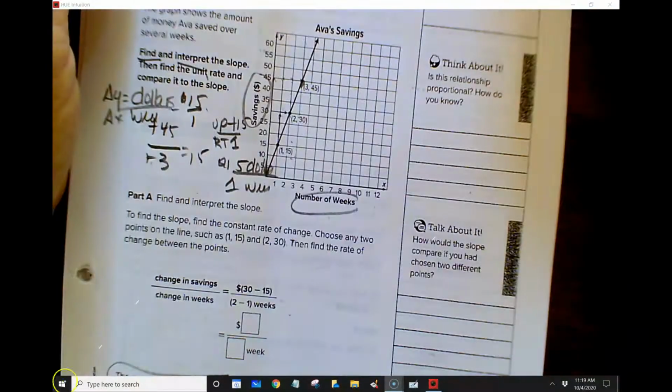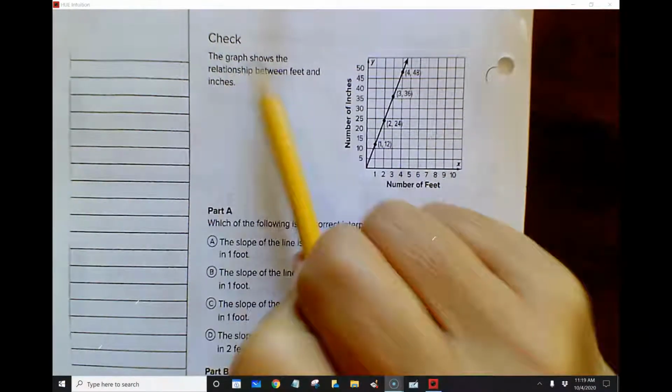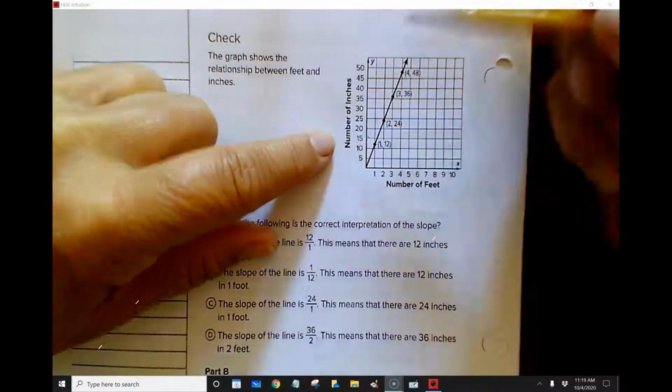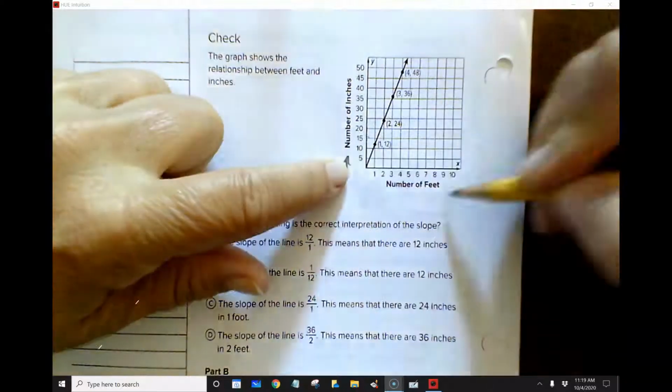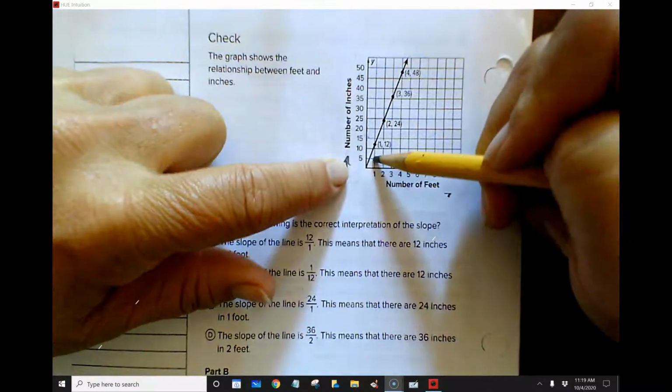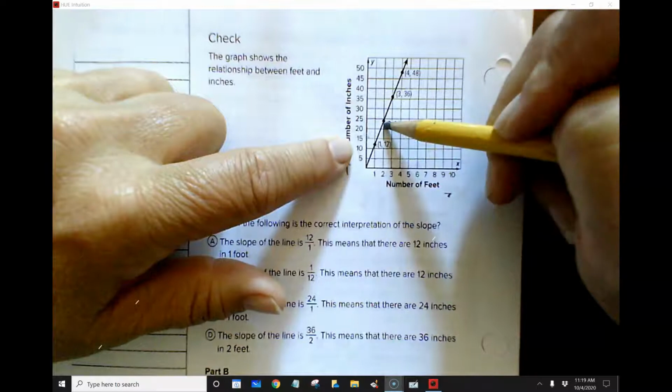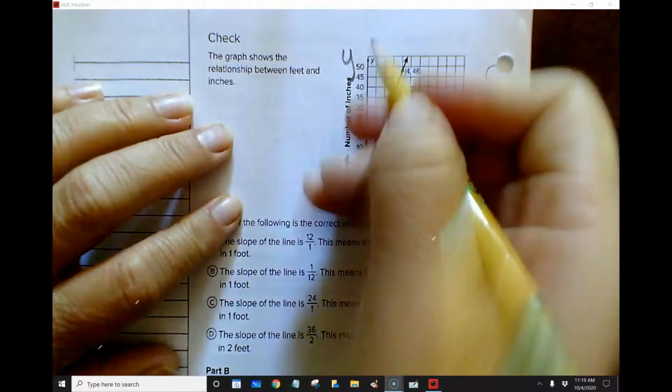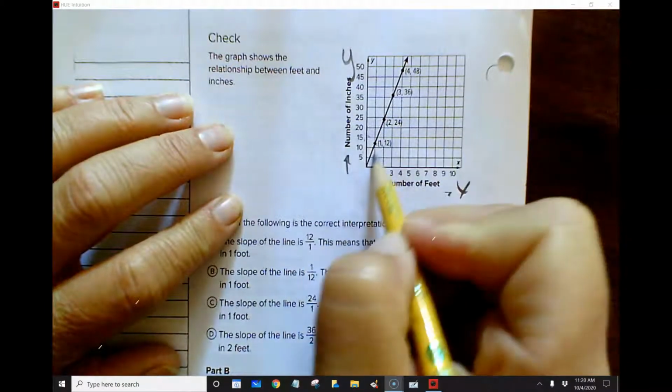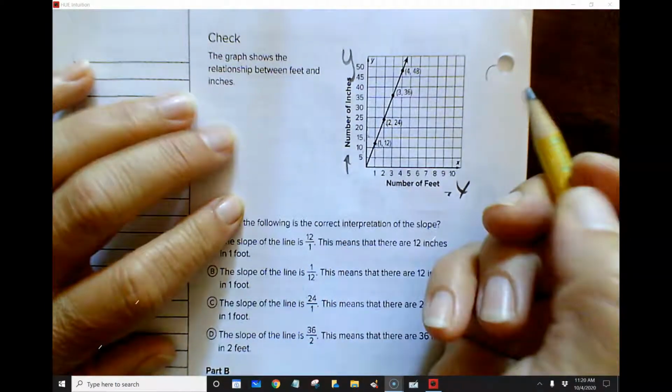Yay, next page. All right, this graph shows the relationship between feet and inches. So we have the number of inches and the number of feet. Well, that would make sense. If I have 1 foot, I have 12 inches. I have 2 feet, I have 24 inches, and so on. So here's my Y, here's my X. So let's just get this set up. My units are by 5s, but you see they went in between. Okay, that's fine. Here's the number of feet.